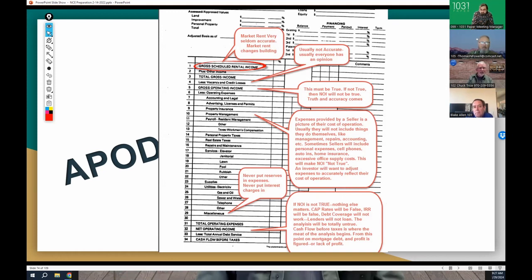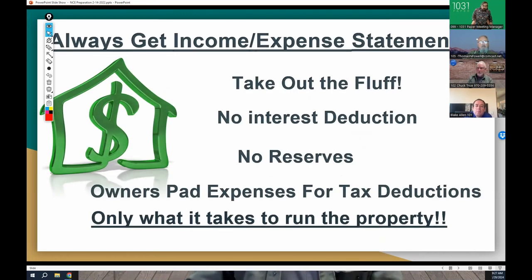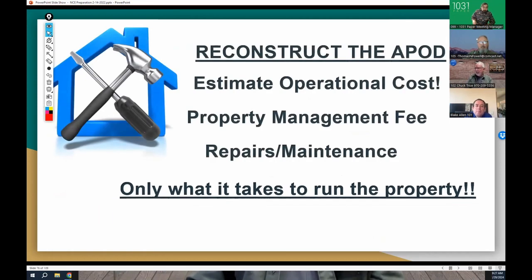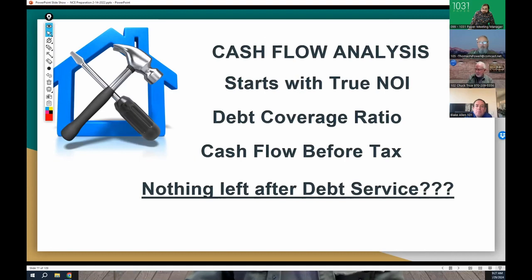So always, always look at the APOD. Always break down the expenses and have your own APOD. You should look at the seller's APOD to see what's true, what you can expect, and then you build your own APOD. And you only need what it takes to run the property. You don't need anything else. You don't want anything else.